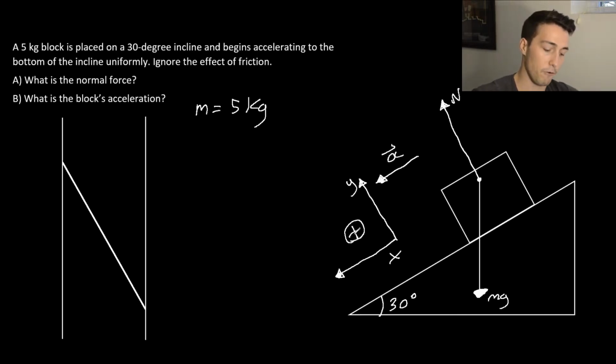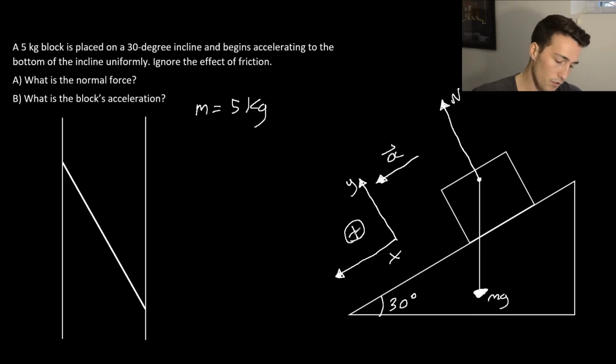So any forces that are perpendicular to the ramp and going up are going to be positive, and then any ones going down will be negative. And similarly, forces going down the ramp, or parallel to the ramp, are going to be our positive forces, and any forces going up the ramp will be negative.